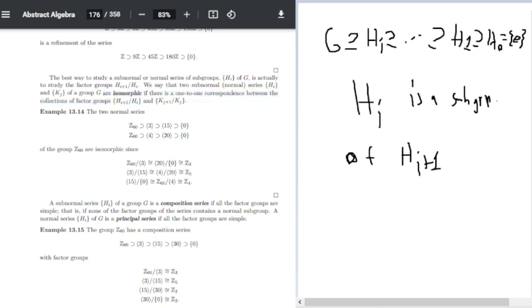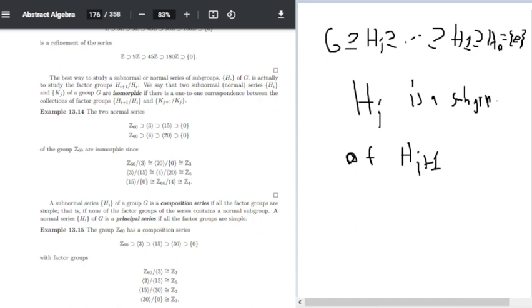Example 13.14. The two normal series Z sub 60, superset of 3, superset of 15, superset of 0, and Z sub 60, superset of 4, superset of 20, superset of 0, of the group Z60 are isomorphic, since Z sub 60 over 3 is isomorphic to 20 over 0, is isomorphic to Z sub 3. 3 over 15 is isomorphic to 4 over 20, is isomorphic to Z sub 5. And 15 over 0 is isomorphic to Z60 over 4, is isomorphic to Z sub 4.